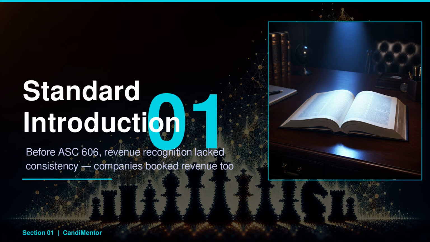Imagine a tech company recognizing a $10 million software contract as revenue before delivering a single line of code. ASC 606 revolutionized this by establishing a uniform methodology for revenue recognition. Now, whether you sell software, services, or widgets, you'll understand how to recognize revenue consistently and transparently.